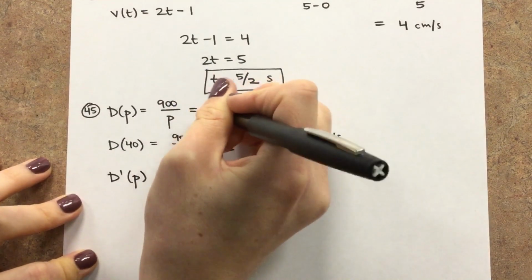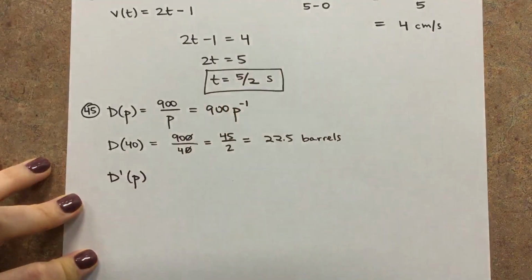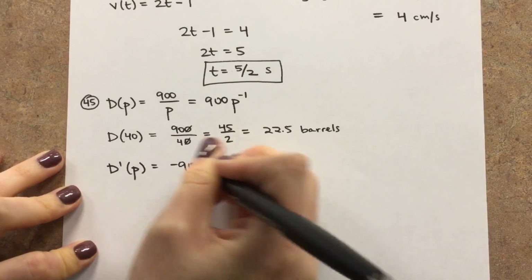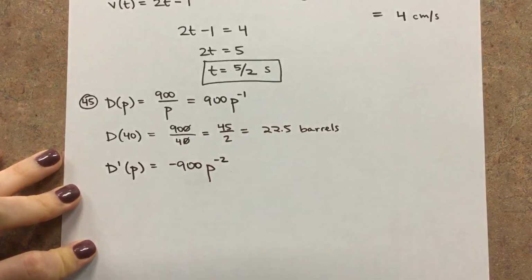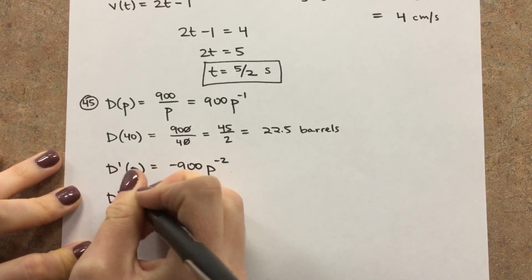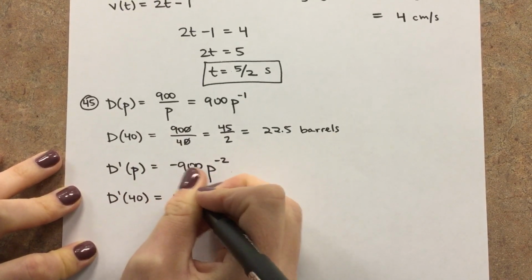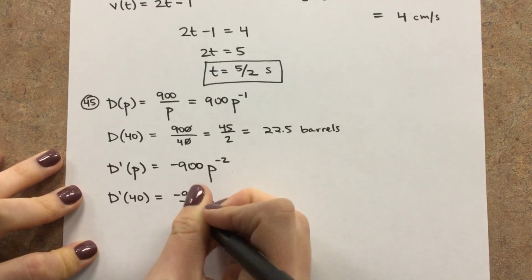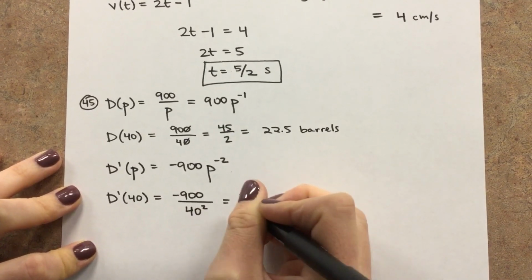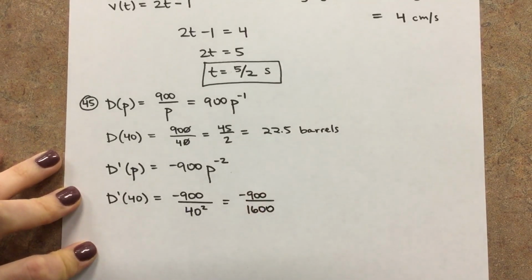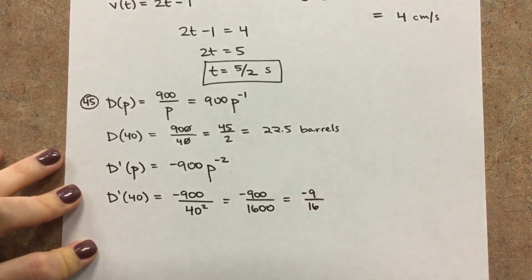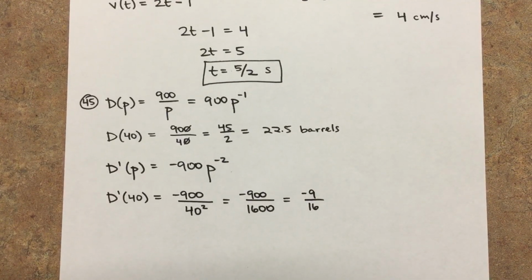It'll help to think of this as 900 times P to the negative first. So for the derivative, the -1 comes out front, and the exponent drops down to -2. We want to know what the derivative is at 40. So -900 over 40 squared would be -900 over 1600, and we can cancel out those zeros. We get -9/16. All right, so that is the derivative.